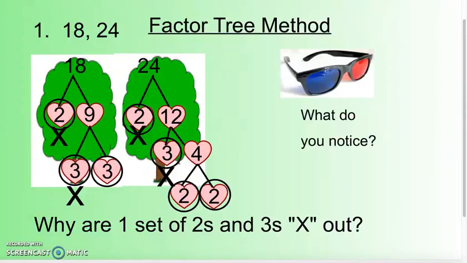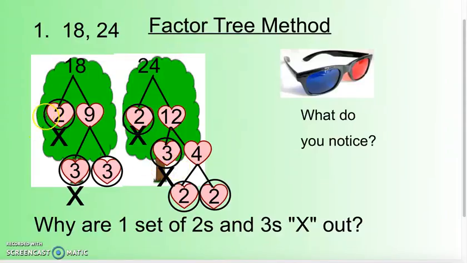You're absolutely right. Do you notice that each of the trees has at least one 2? They share a 2 together. This one has a 2 and this one has a 2. So what I'm doing is putting an X by them to show that they share them. Then down here, same thing with the 3. This 18 has a factor of 3 and this 24 has a factor of 3. And so I put an X on them to show that they share them.